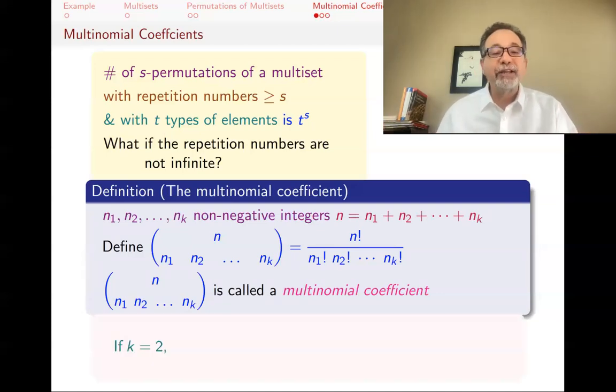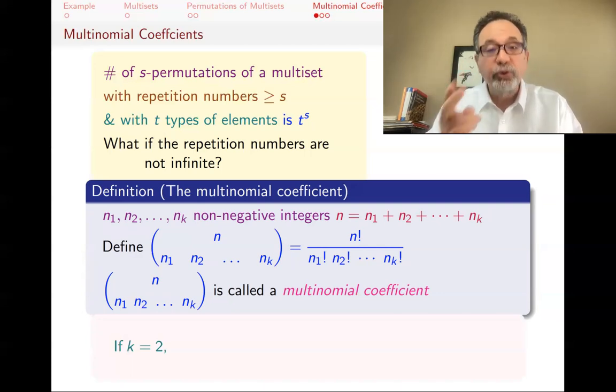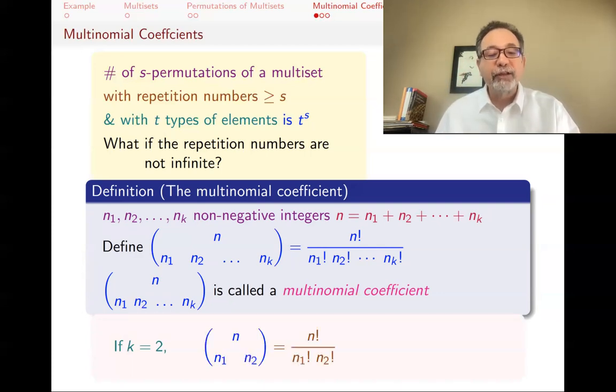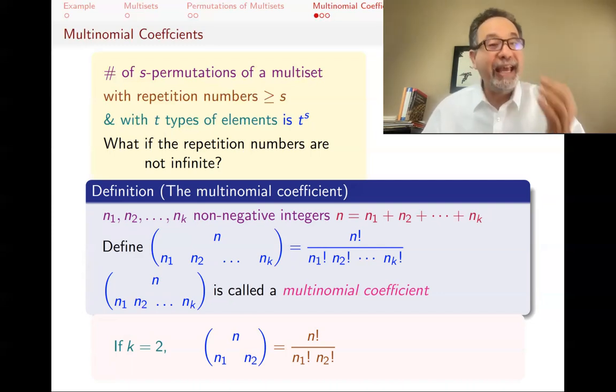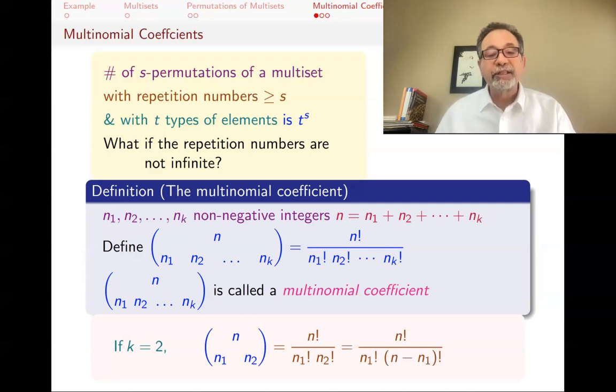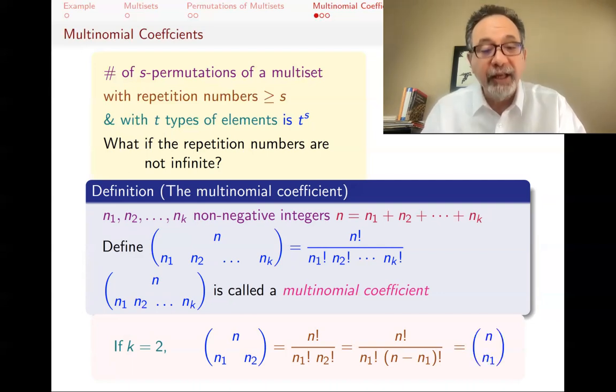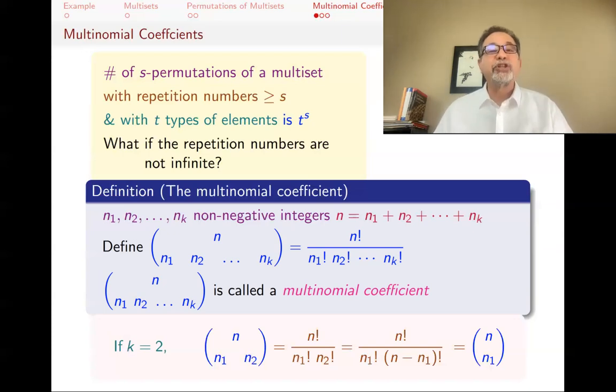So note that if k is 2, so if you have only 2 non-negative integers you start with, then you have n choose n1, n2, which is n factorial over n1 factorial, n2 factorial. But remember, n1 plus n2 is n, so that means n2 is n minus n1. So this is really n factorial over n1 factorial times n minus n1 factorial. And that was exactly our formula for n choose n1. In other words, the multinomial coefficient is a generalization of the binomial coefficient.